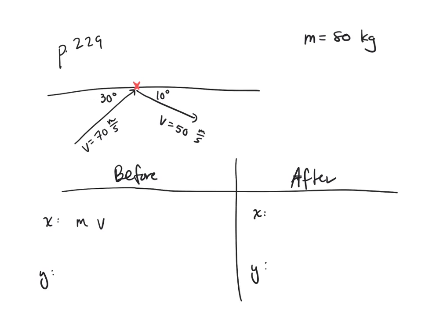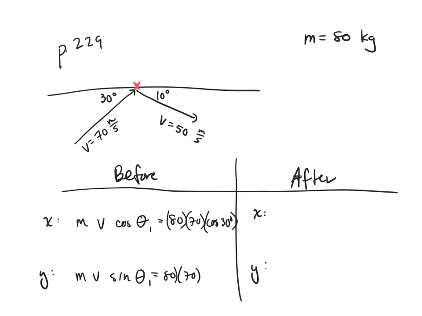What do I write for this one? Cosine. Yeah, this is going to be cosine of theta in this case. And we'll put theta 1 for now. And then in the y direction, it's going to be mv times the sine of that angle. So yes, we've got here 80 times 70 times cos 30. And this is 80 times 70 times sine 30.